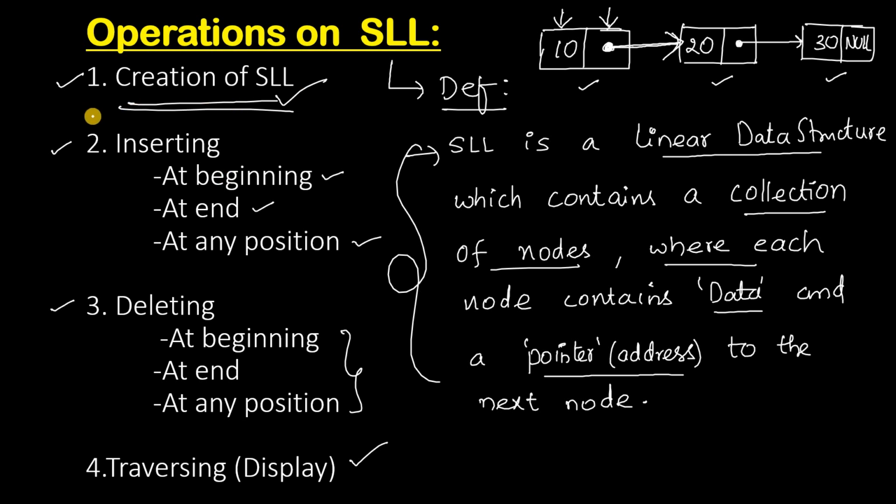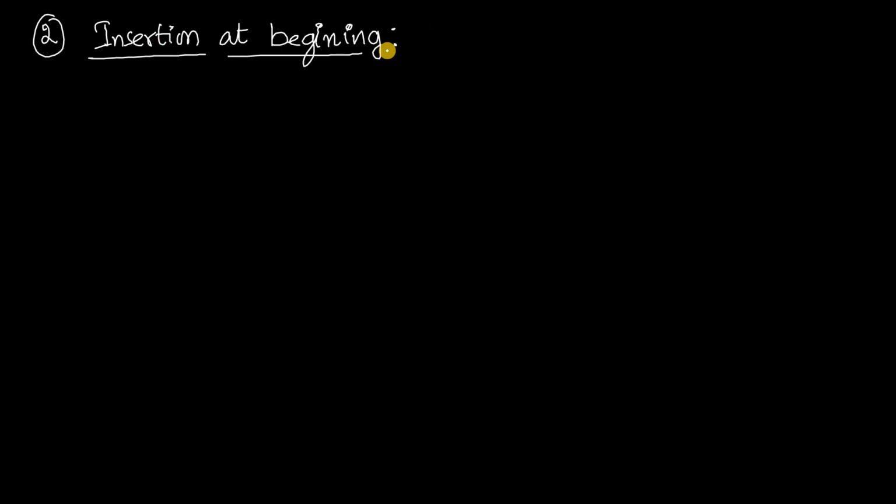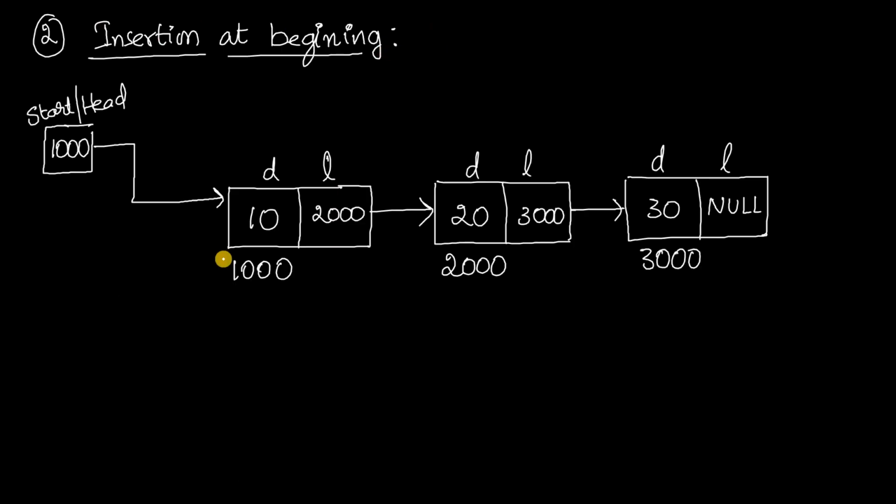Now we will discuss the second operation, that is inserting. So in this operation, we have three possibilities. First one is at beginning, at end, and at any position. Let's first start with inserting a node at the beginning.